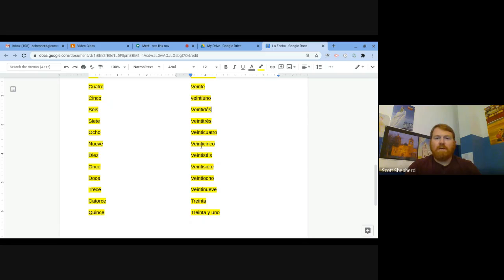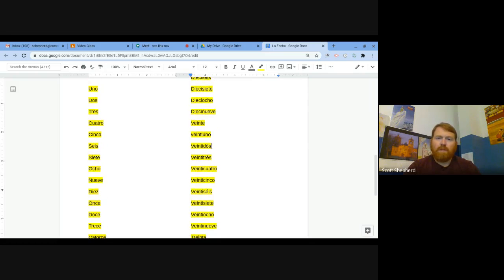Note, there are some that have accent marks on them, such as 22. There's an accent over the O on the dos. There's an accent on the E on the tres, and there's an accent on the E on 26. That means you put more pronunciation on that part of the word, more emphasis on that part of the word.